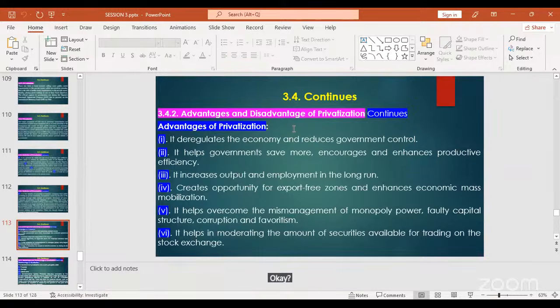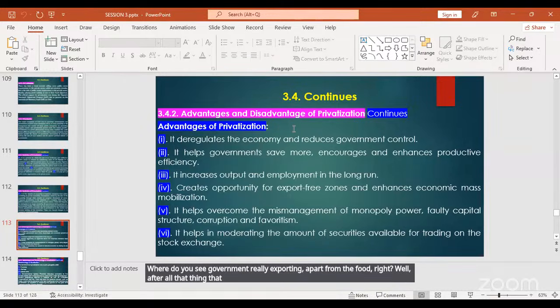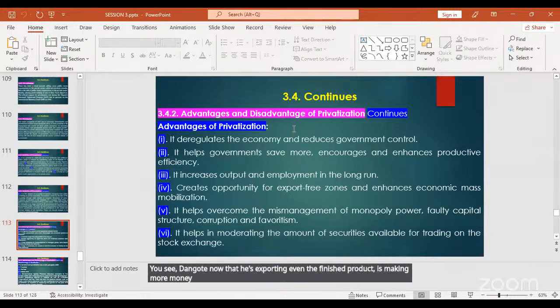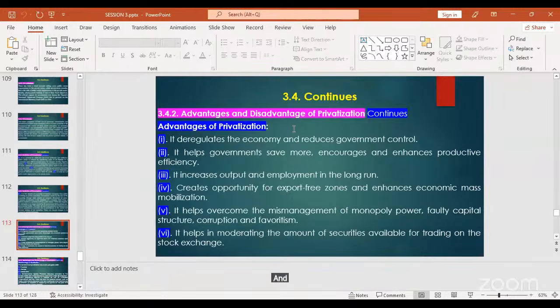You can see now, where do you see government really exporting apart from the crude oil? Well, every other thing that is being exported now is being exported by major key players from the private sector. So it assists. You see Dangote now, that is exporting even the finished product, is making more money for himself and is helping the Nigerian economy.